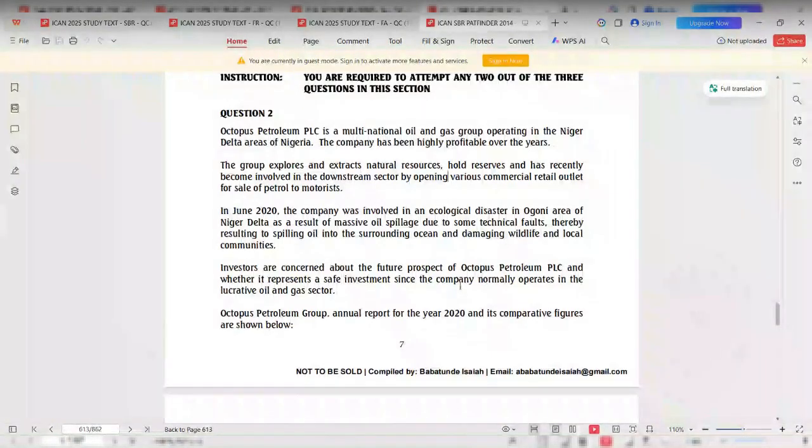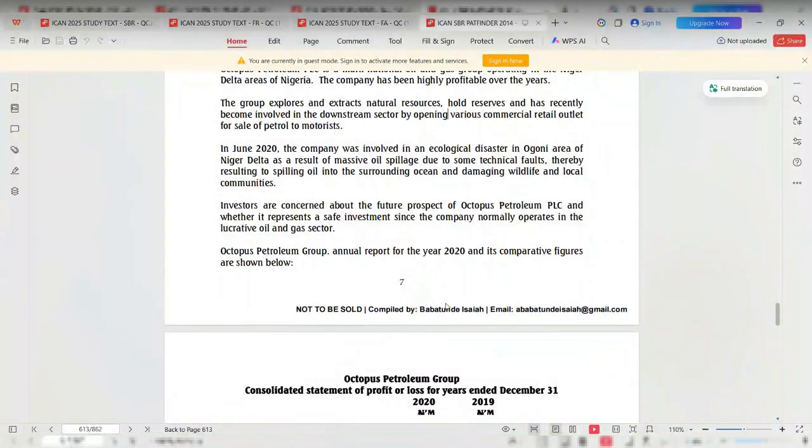Assuming we are writing a case study now, for those of you that will be writing case study, this is an ethical issue. So pay attention to that. Investors are concerned about the future prospects of Octopus Petroleum PLC and whether it represents a safe investment, since the company normally operates in the lucrative oil and gas sector. Octopus Petroleum Group annual report for the year 2020 and its comparative figure are shown below.